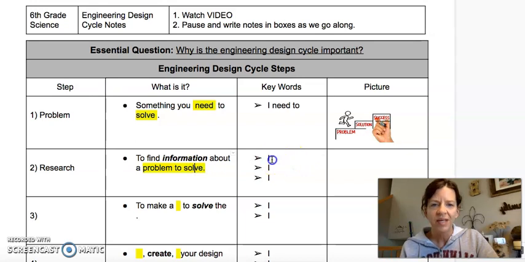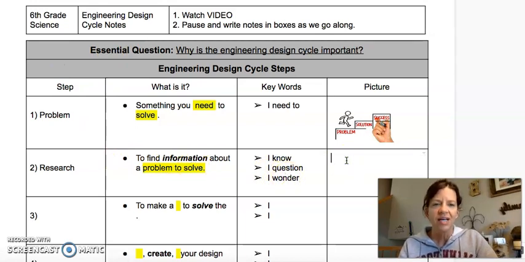Okay? So, keywords would be I know, because after you figure out your problem, you're going to learn information, and now you're going to know something about boats, or you're going to know something about roller coasters. I question. Maybe you have some questions that you need to find answers to when you do your research. Or I wonder are going to be some things that you would start your sentences with.